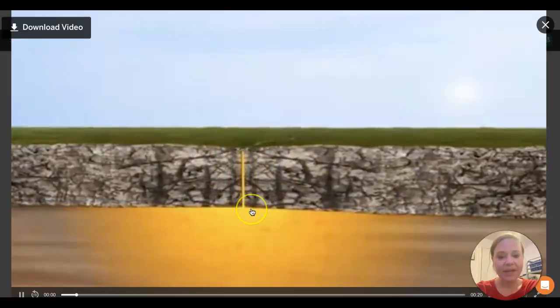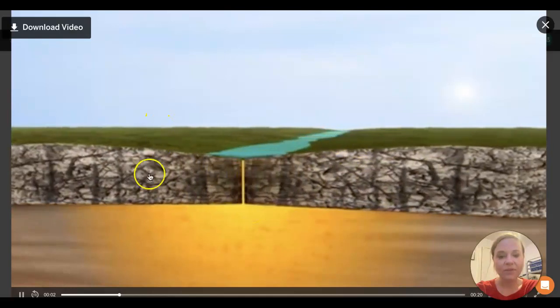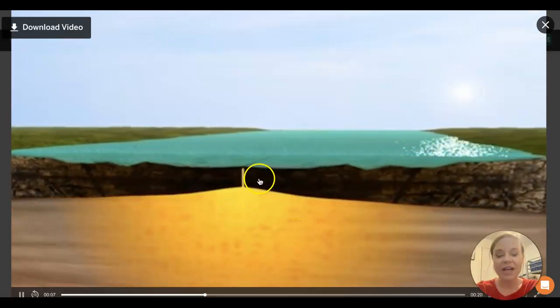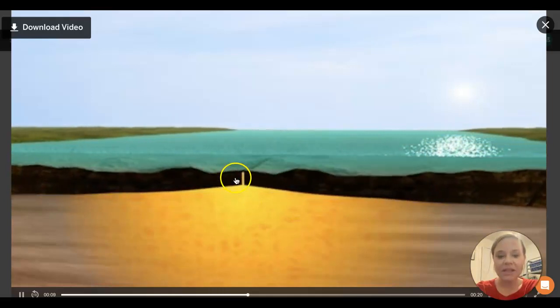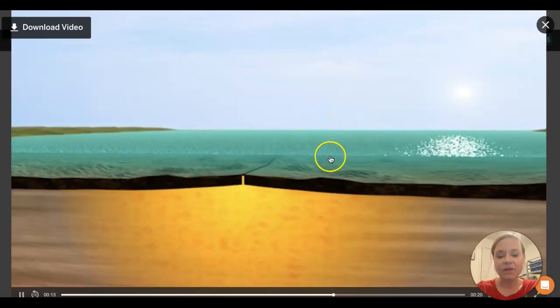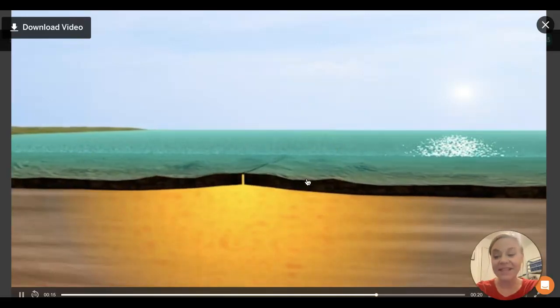And our last divergent is happening with land. So we have a piece of land, and now we have two pieces of land. As they move apart, there is rock being added to the crust, and the water, the ocean, is filling in between the two pieces of land that were once connected.